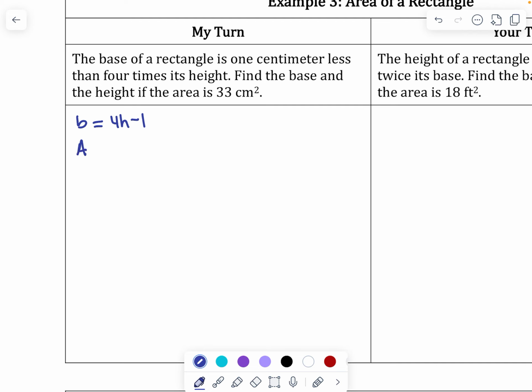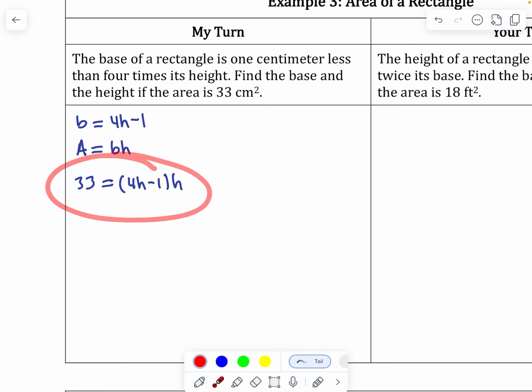We need the area formula for a rectangle here, which is base times height. And now we're going to substitute into this everything that we know. We know that the area is 33. So let's start by putting the 33 there. We know that the base is the same thing as 4h minus 1. So we're going to substitute that in. And then we're going to leave our h alone. We don't know anything about h. Let's solve for it.